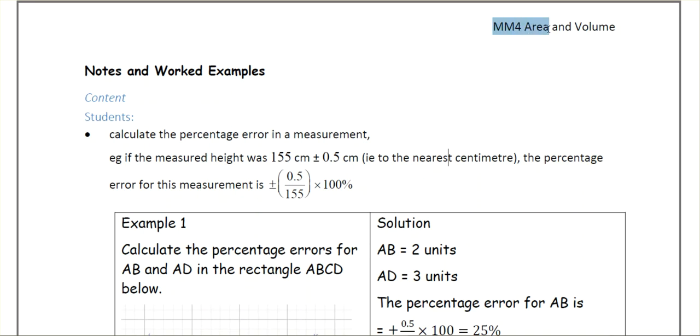This is the first video for MM4 area and volume. So you can see we've got example 1 for the first syllabus dot point, which is calculate the percentage error in a measurement.